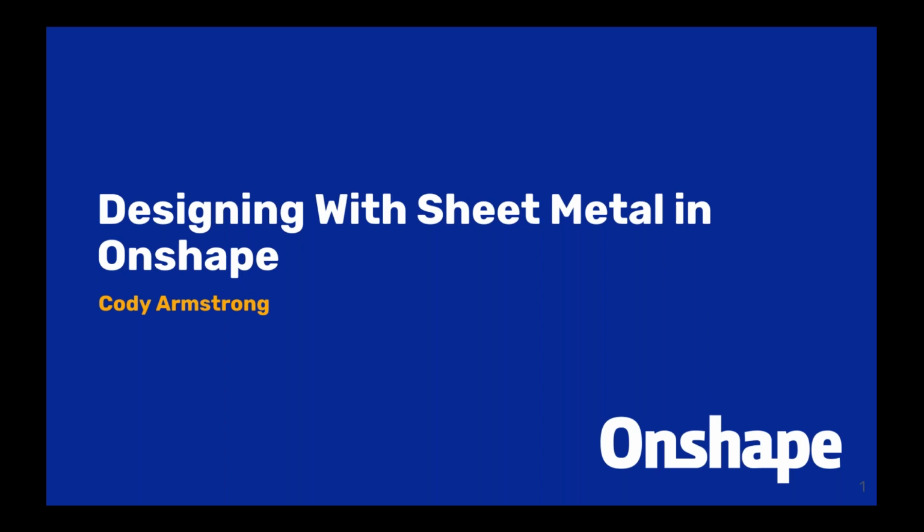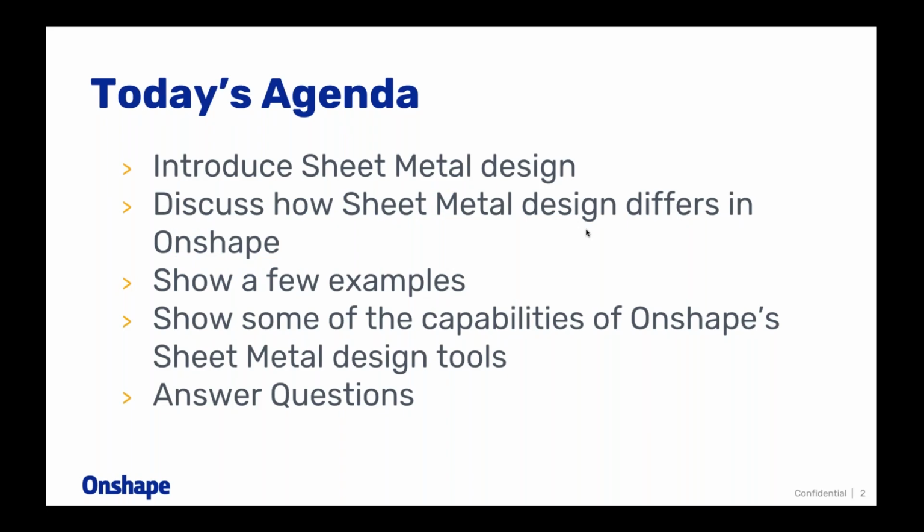The agenda today is pretty straightforward. We're going to start with a simple introduction to sheet metal design. So if you've never designed a sheet metal part in 3D, I'm just going to discuss what's different about sheet metal design in general, not specific to Onshape. Then we're going to get into how Onshape's simultaneous sheet metal tools are different than what you may have used in the past, and they have a lot of advantages. I'm going to go over some of those advantages in just a bit.